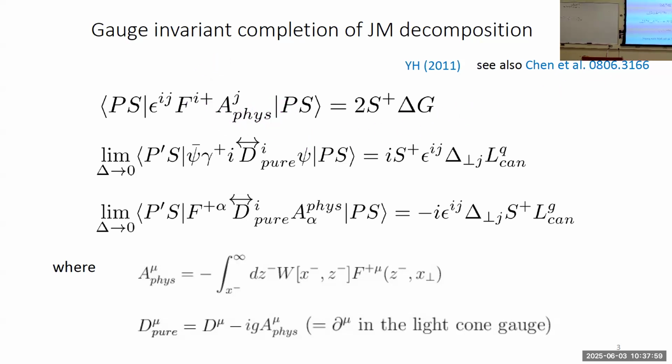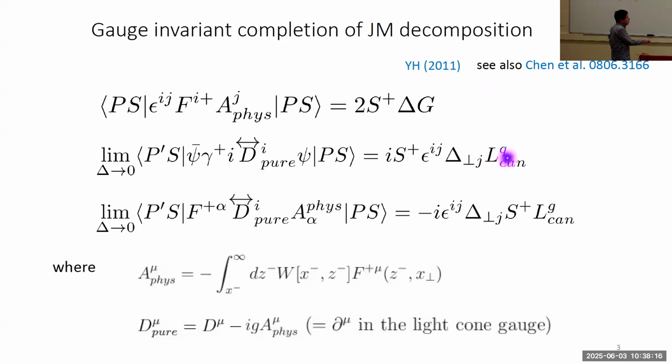It's a gauge invariant version of the gluon helicity. So take the matrix element between the polarized proton state, and you pick up the coefficient of S class, that's delta G. This is a gauge invariant definition of polarized gluons. And you can do the same thing.